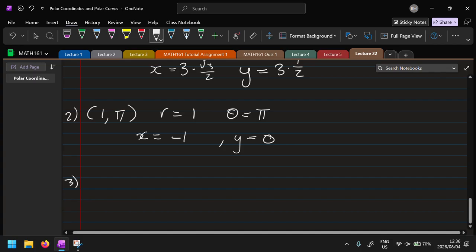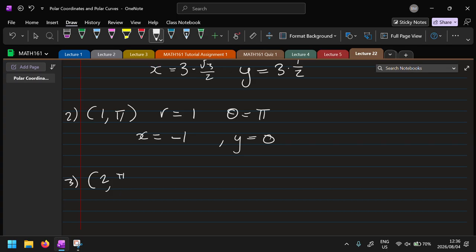Okay, and then number 3. 2 and pi over 4. So again, we read off r. That's the first value. So that's going to be 2. Theta, that's the second value, pi over 4. And we can find x and y.